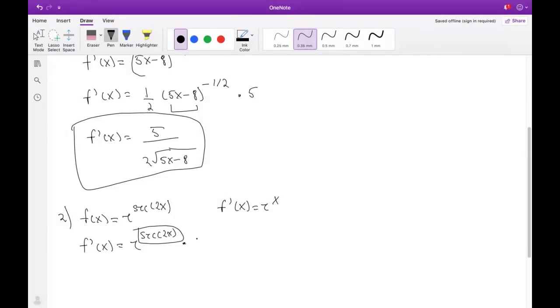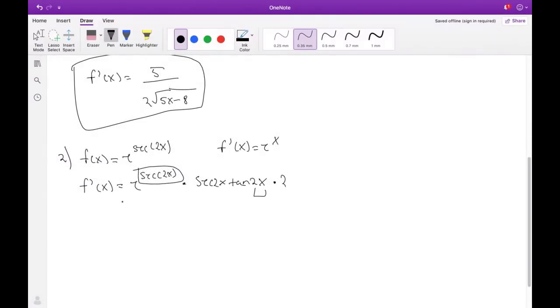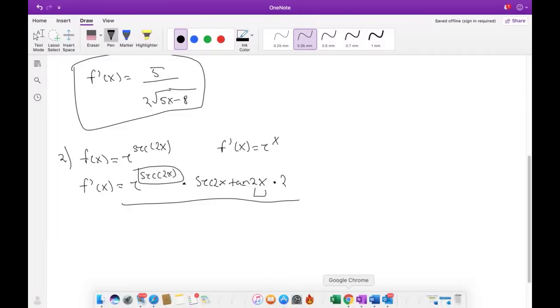And so the derivative of secant of 2x is secant 2x tan 2x multiplied by 2, because now we have to take the derivative of the 2x inside of the tan and secant to finish off the chain rule. So is there any questions on how I solved those last two problems before I move on?